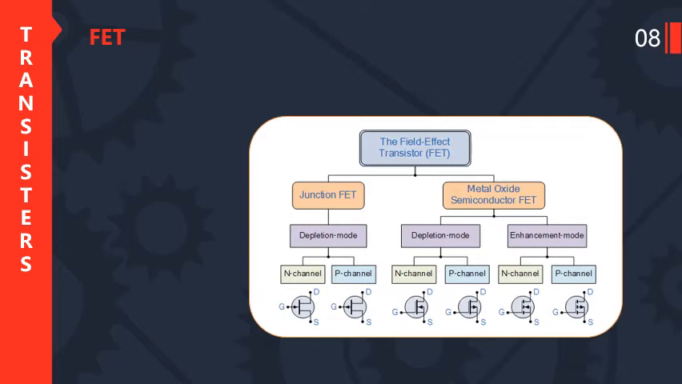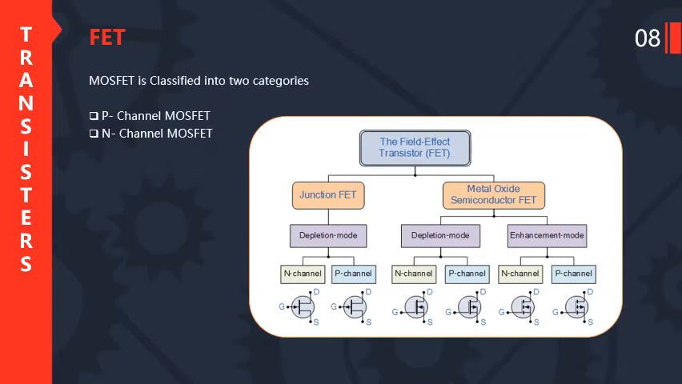The symbolic representation of all these transistors is shown in the diagram. The MOSFET is classified into 2 categories. First one is P channel MOSFET and second one is the N channel MOSFET.